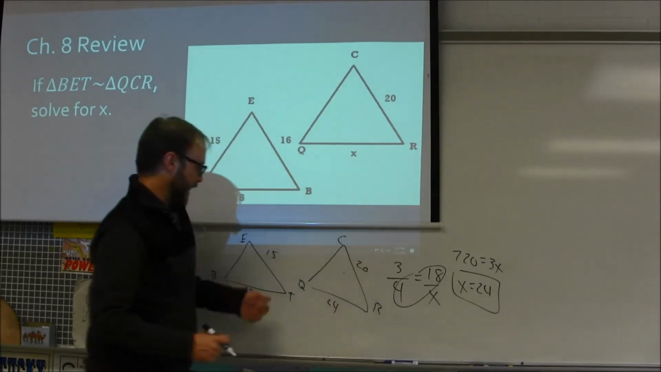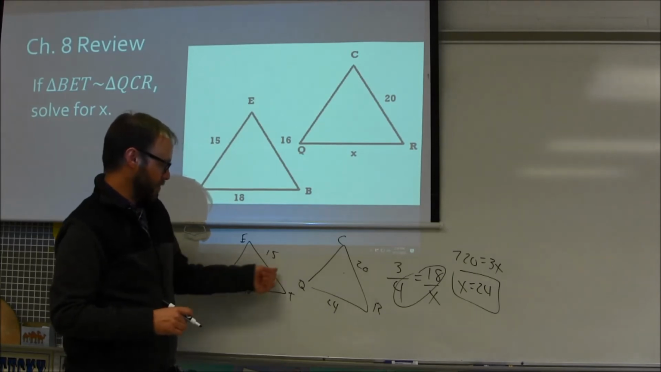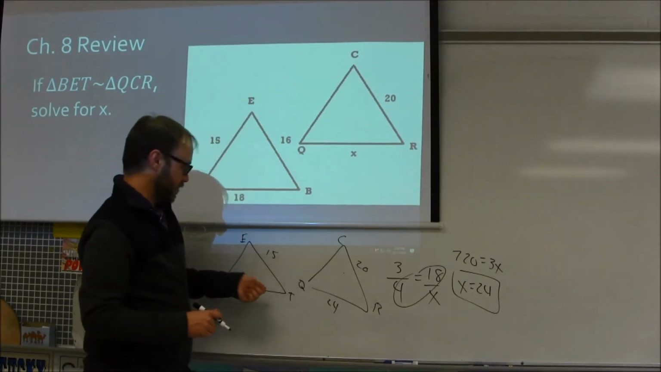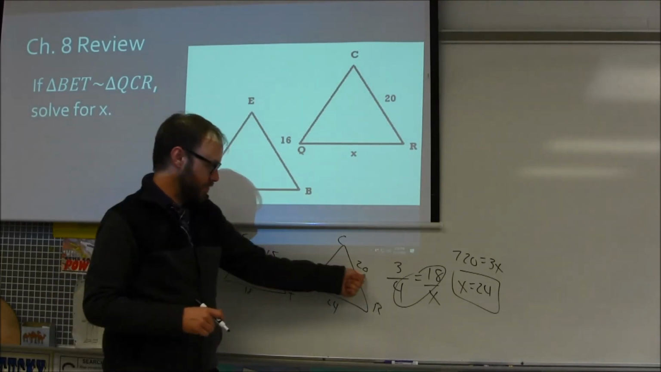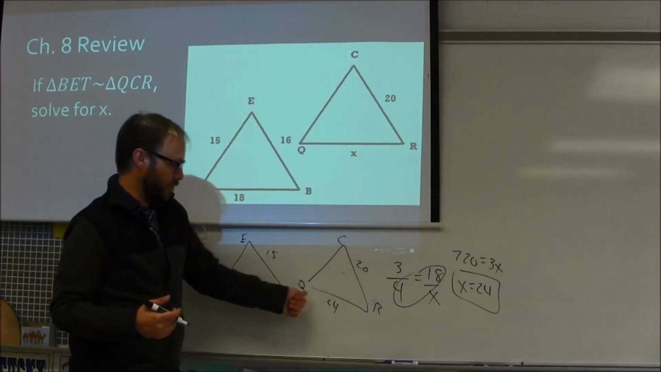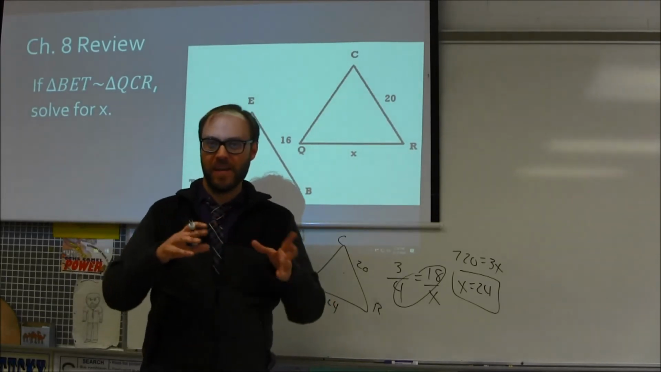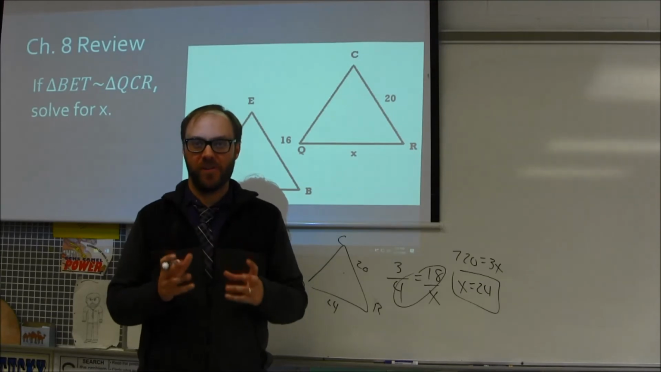For example, there's a 3 to 4 relationship here, which means this is 3/4 of this. This should be 3/4 of that. You can notice here, if you divide by 3, you get 5. And if you multiply by 4, you get 20. If you divide here by 3, you get 6. And if you multiply by 4, you get 24. So you can see those division and multiplication relationships if you look for them. But you've got to match the corresponding parts up first before you do that.